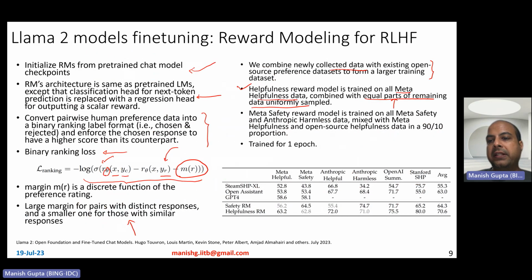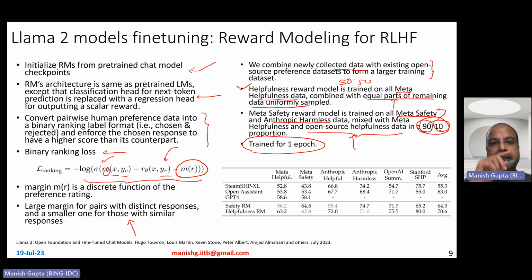The Meta safety reward model, however, is trained on all Meta safety data and Anthropic harmless data mixed with Meta helpfulness and open source helpfulness data in a 90-10 proportion. So it's not a 50-50 proportion like you see in the helpfulness reward model. In the safety reward model, they wanted to depend a lot on the Meta safety data and Anthropic harmless data, but only 10% on the Meta helpfulness data and other open source helpfulness data. This is done for one epoch. You take the annotations and train for one epoch.